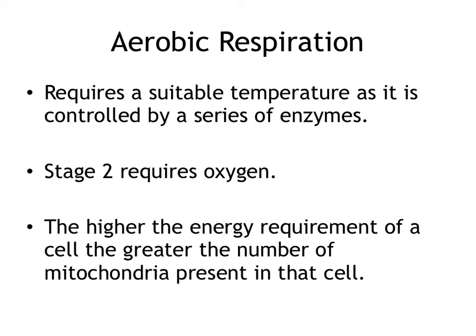I said earlier that aerobic respiration involves a whole lot of enzyme-controlled reactions, so therefore a suitable temperature needs to be there for respiration to take place. Stage 2 is the stage that requires oxygen, and that occurs in the mitochondria. So the higher the energy requirement of a cell, then the more mitochondria will be present in that cell, so that there's lots of ATP that is produced.